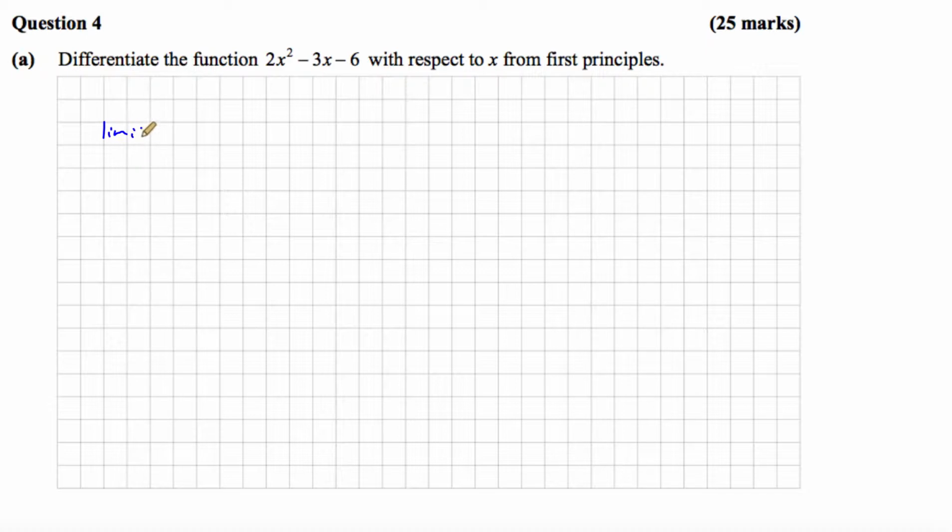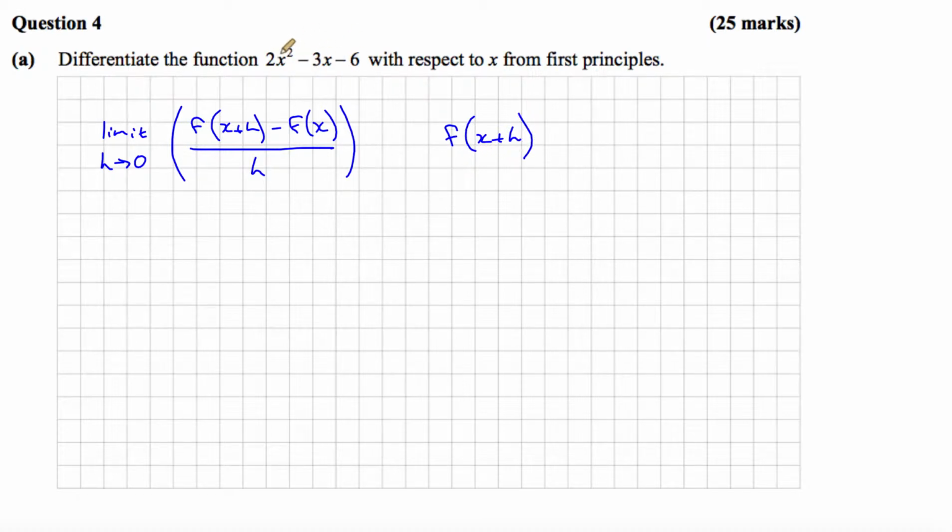Okay, so to differentiate from first principles, we need to set up the following. We need to find the limit as h goes to 0 of f of x plus h, so h is the small increment, minus f of x, all over h. So this is what we're trying to set up. We have three things here that we need to work out: f of x plus h, f of x, and then h, which is just h. So firstly, I'm going to try and work out f of x plus h.